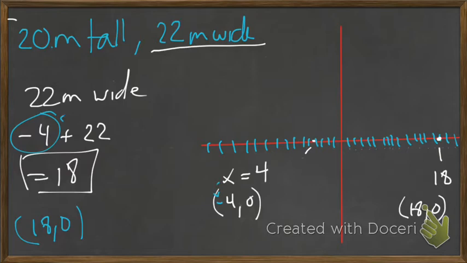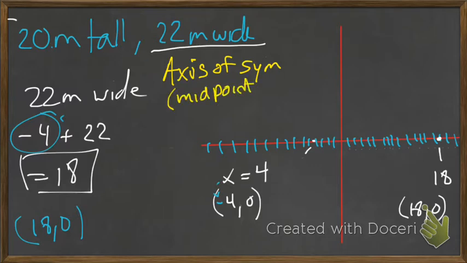Knowing this information, I want to be able to find my axis of symmetry, which is also known as the midpoint. Okay? How do I do that? I look at my zeros. My zeros right now are -4 and 18. The midpoint between -4 and 18, what we're going to do is add those two together. We're actually going to take the average.